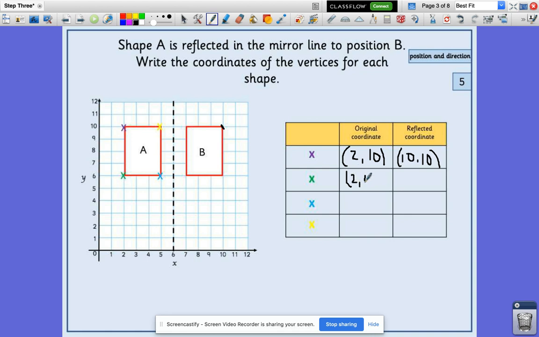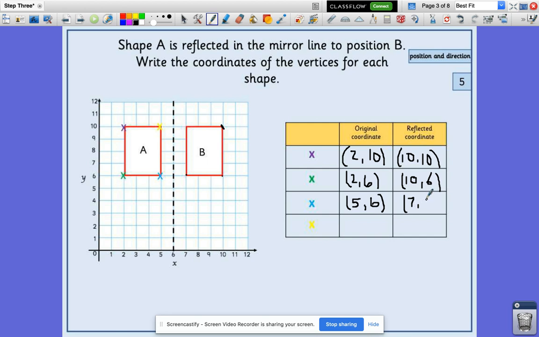Then the green, 2, 6. That one again is reflected here, so that's 10, 6. Okay, the blue, which is 5, 6. Just make that a comma. So the blue is 1 away from the mirror line, so it must be this vertice, which is 10, 6. No, beg your pardon, which is 7, 6.